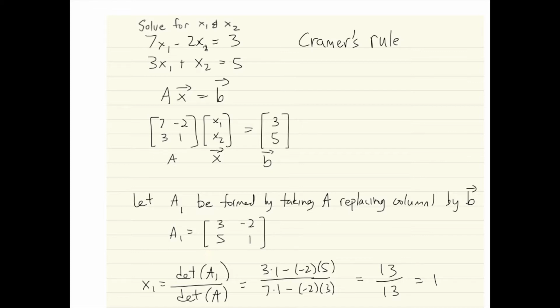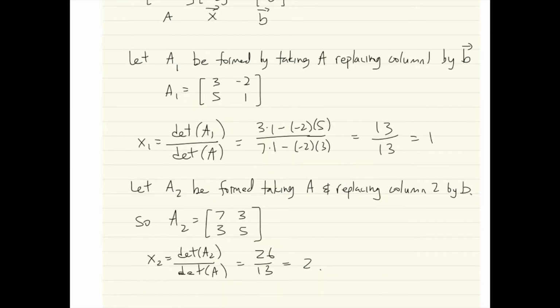Its determinant is 3 times 1 minus 5 times -2. That's 3 plus 10, which is 13. The determinant of A also happens to be 13: 7 times 1 minus 3 times -2. And so x1 is 1. What about x2? Well, that's done similarly.